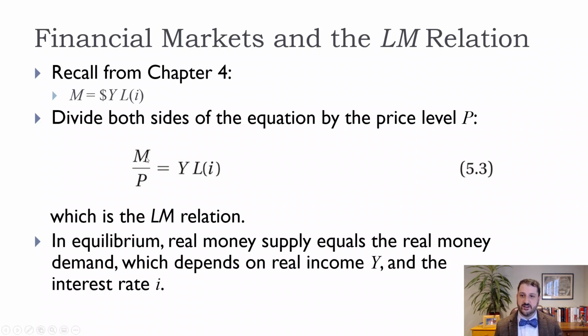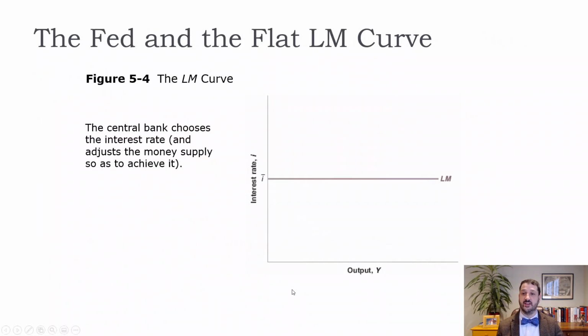And so then our left-hand side becomes M over P, which we'll call the real money supply, meaning how much is that money supply actually worth in terms of goods and services. And then our right-hand side just becomes real GDP, now just Y without the dollar sign, times our same liquidity function. And so this, equation 5.3, gives us our LM relation. And we'll be able to then graph that in terms of our output space.